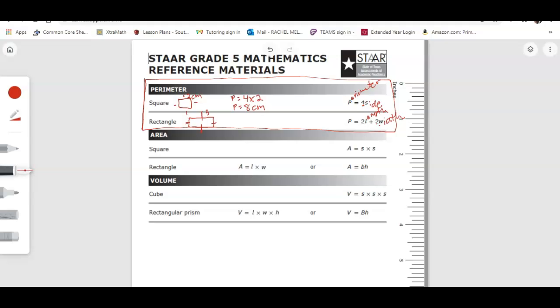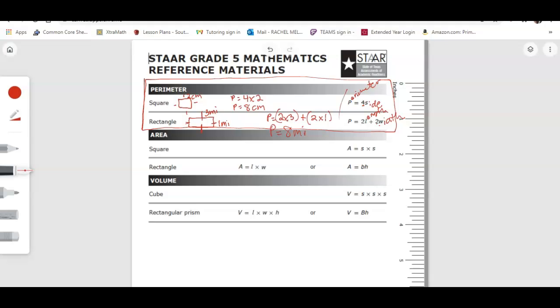So let's say this is 3 miles and 1 mile here. That would mean that I need to do 2 times the length, which is 3, and then 2 times the width, which is 1, and then add them together. Well, 6 plus 2 is 8. So the perimeter of this rectangle would be 8.